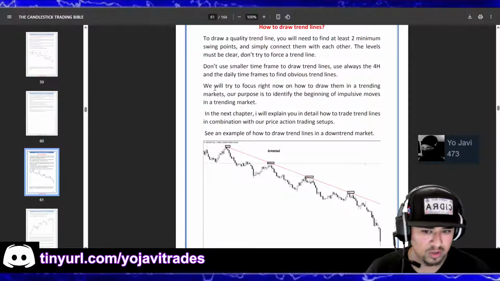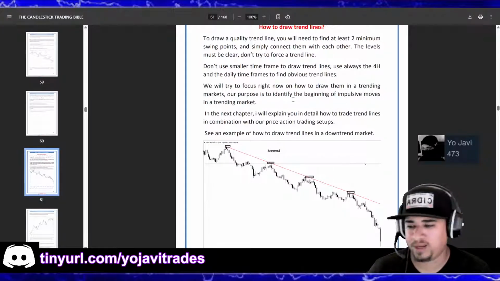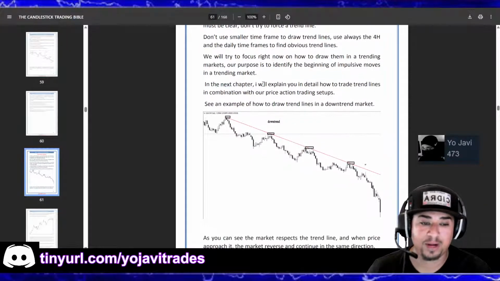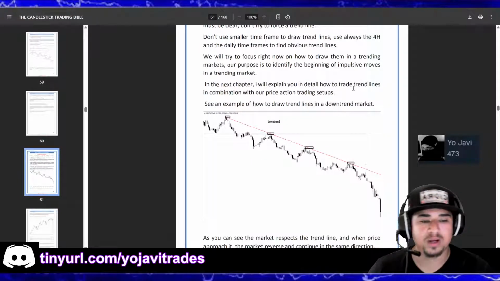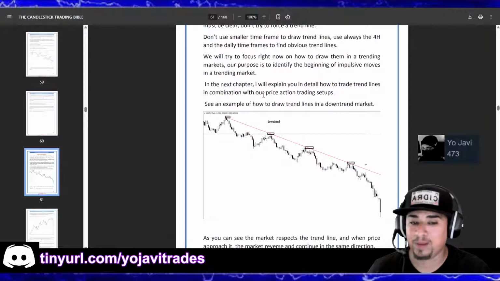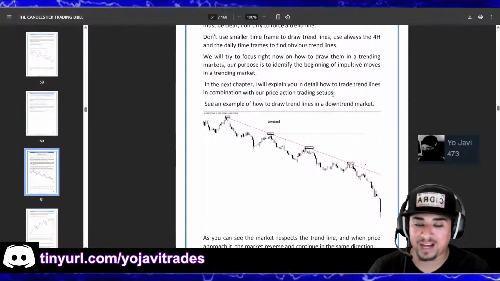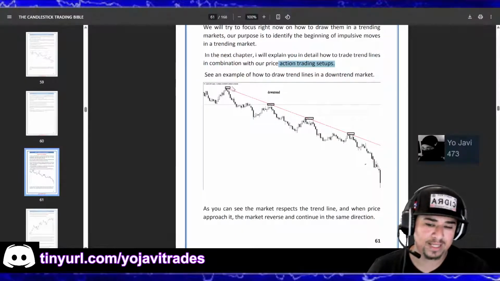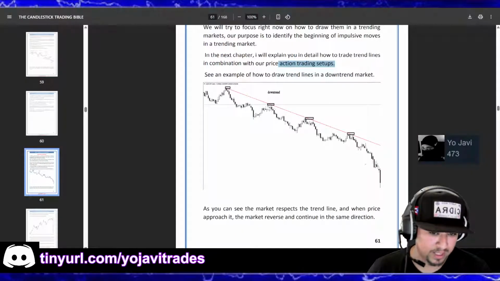Okay, so let's see, impulsive moves. Our job is to identify the beginning of impulsive moves in a trending market. In the next chapter, I will explain in detail how to trade trend lines in combination with our price action trading setups. See an example of how to draw the trend lines. You see, you got this swing point, right?